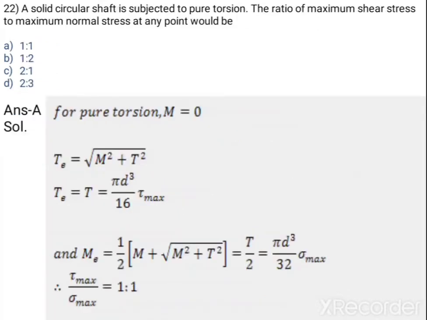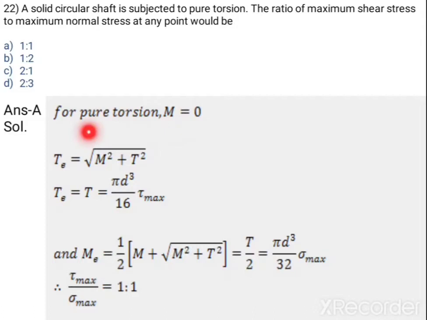Now question number 22: a solid circular shaft is subjected to pure torsion, the ratio of maximum shear stress to maximum normal stress at any point will be. Four options are framed. So pure torsion, that is the concept you have to learn. What is pure torsion? M is equal to 0.